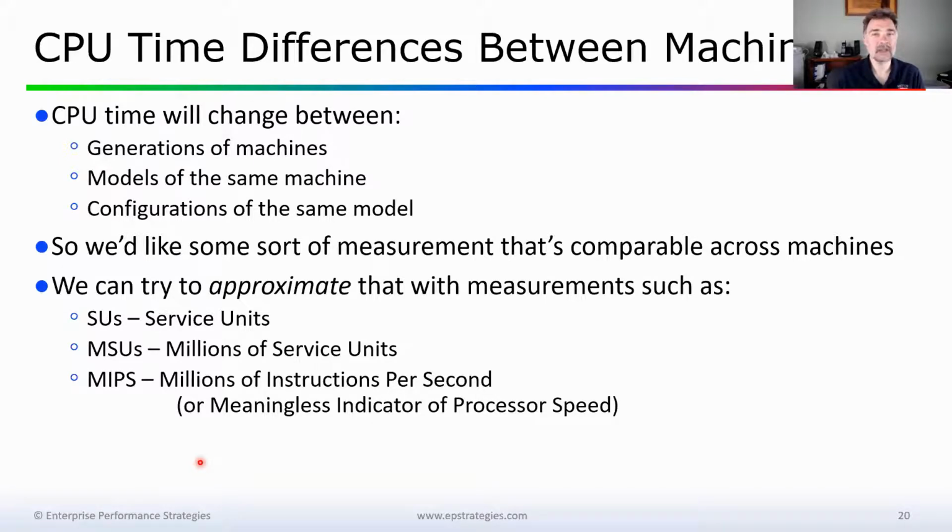So we'd like to approximate those differences so that we can take measurements across different models and compare them. Usually this is an issue if you're changing out your machine and you want to be able to compare the consumption yesterday before the upgrade to today after the upgrade. It'd be nice to be able to normalize that and not just rely on the CPU time. And these are the measurements that we use to try and approximate and normalize consumption across different models or generations. And we're going to talk about each one of those right now.